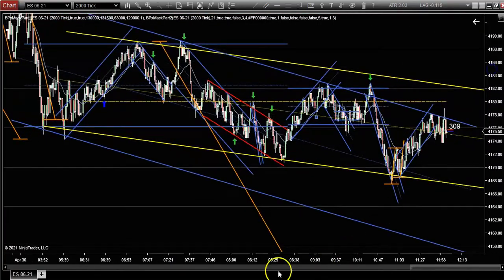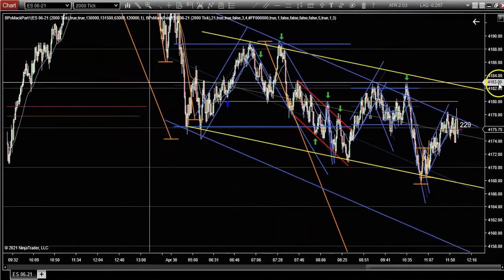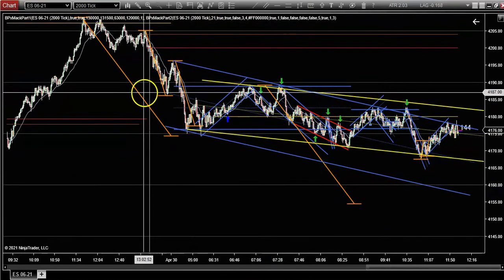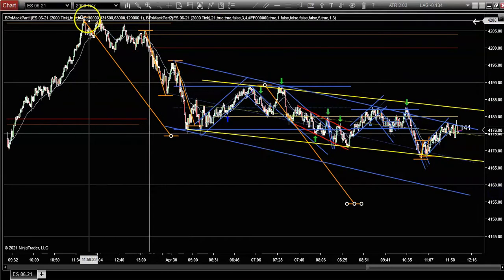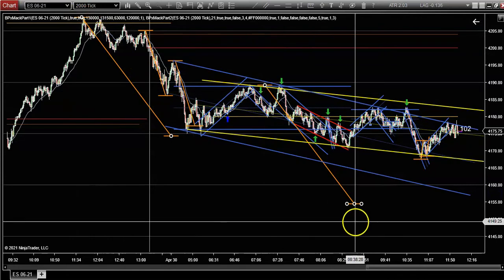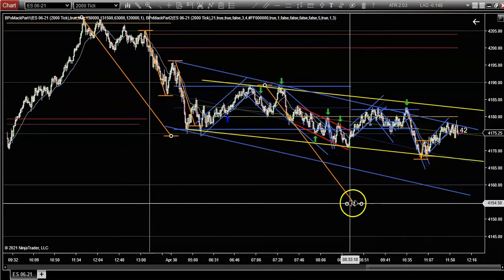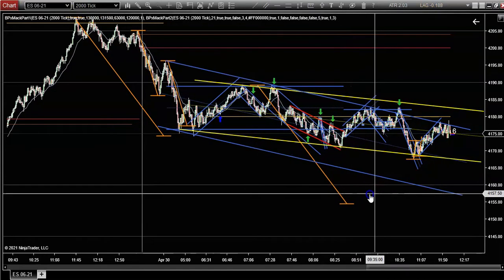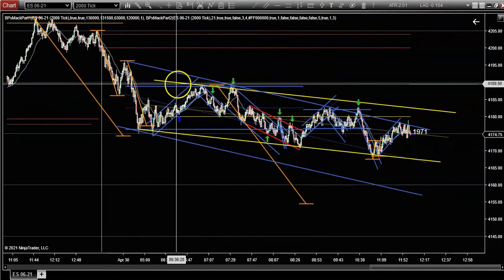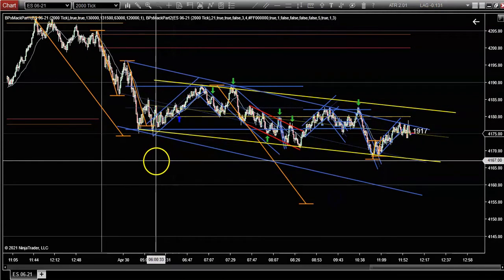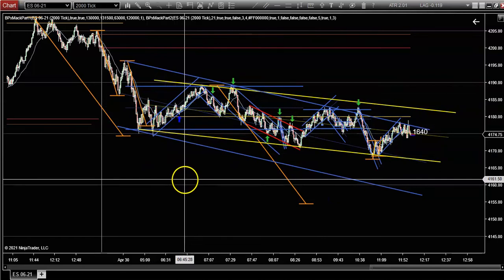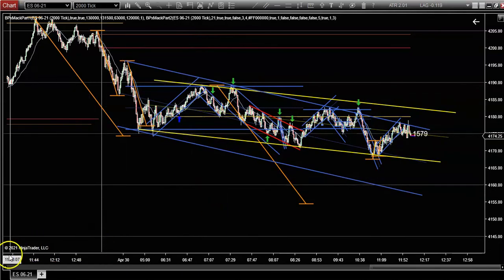Let's take a look at these measured moves. So if we were going to make a measured move of this, it would go all the way down to 54.41.54, which we didn't make. So really, this might just be a range day with a downward bias.